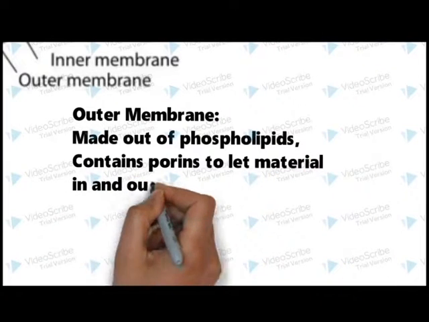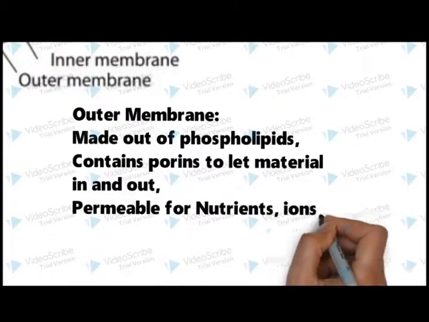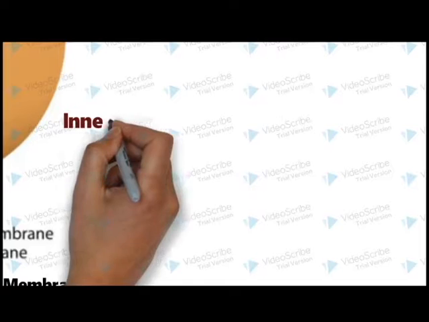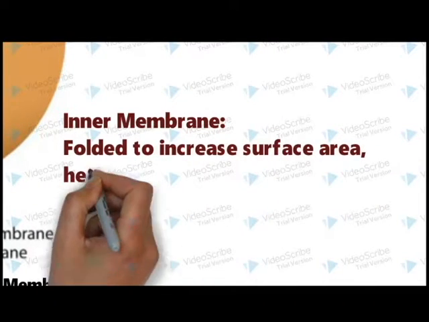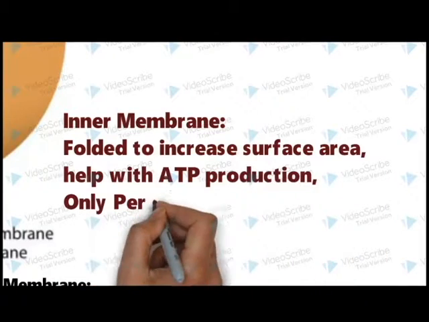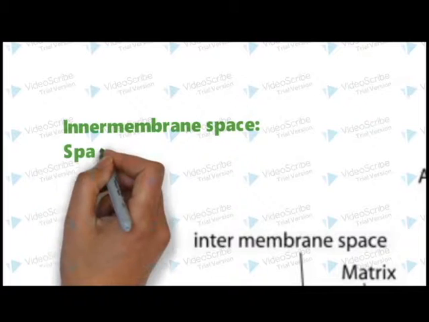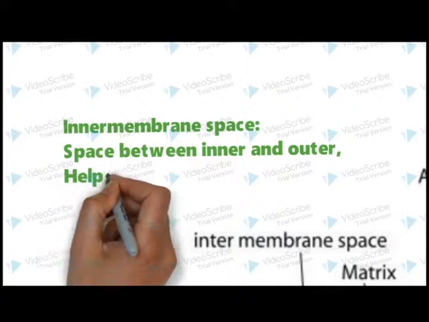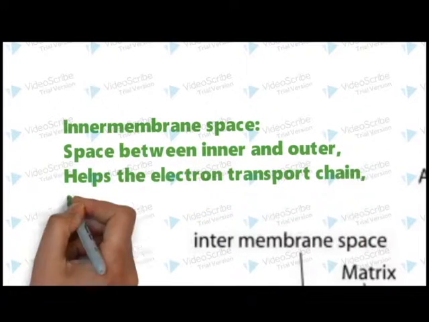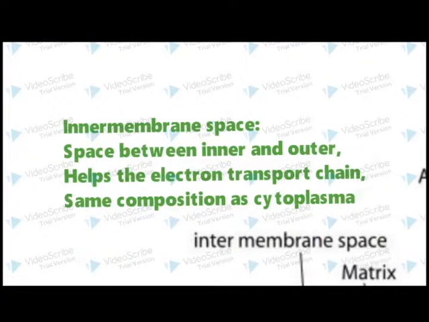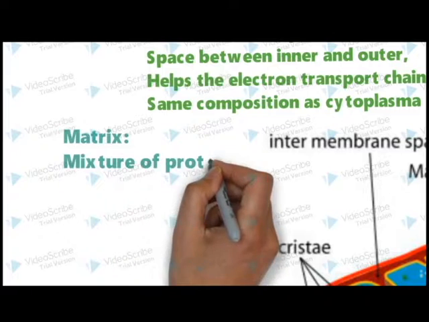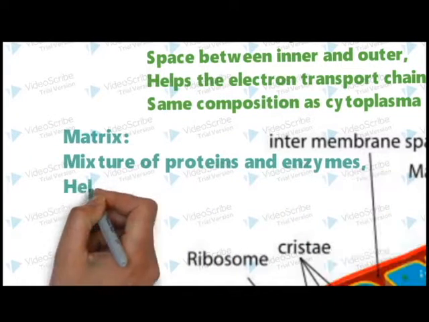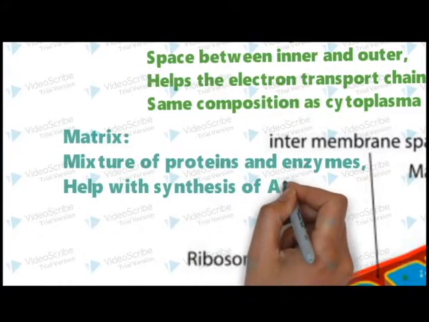The next part is the mitochondria. The outer membrane is made out of phospholipids and contains pores to let materials in and out. It's permeable for some nutrients and ions. The inner membrane is folded to increase surface area and helps with ATP production and is only permeable to oxygen. Inner membrane space is used for the electron transport chain and is the same composition as the cytoplasm.